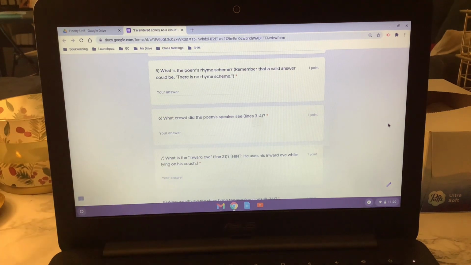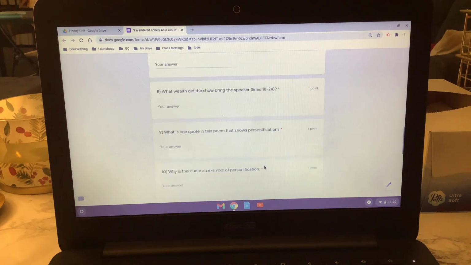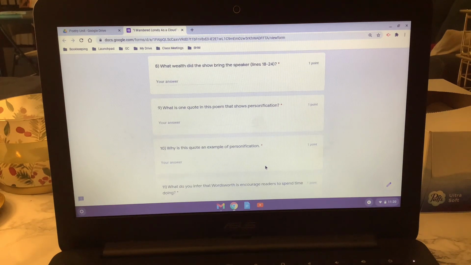Number 7. What is the inward eye? And I should probably say infer what the inward eye is. It's talked about in line 21. You're not going to be given a direct answer, so you have to infer it. But your hint here is that he uses his inward eye while he's lying on his couch. And we'll talk about this as we're going through the homework a little bit as well. Number 8, what wealth did the show bring the speaker? So the wealth that the show brought the speaker was, looking at lines 18 through 24.